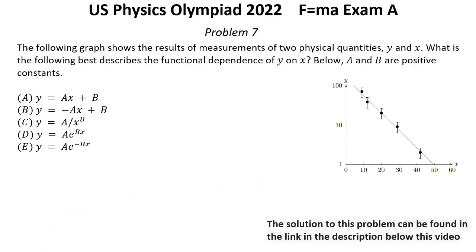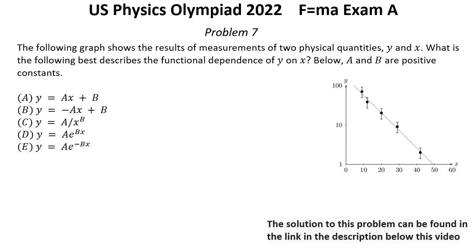Problem number 7. The following graph shows the results of measurements of two physical quantities, y and x. Which of the following best describes the functional dependence of y on x? Below, a and b are positive constants. Solution for problem number 7.